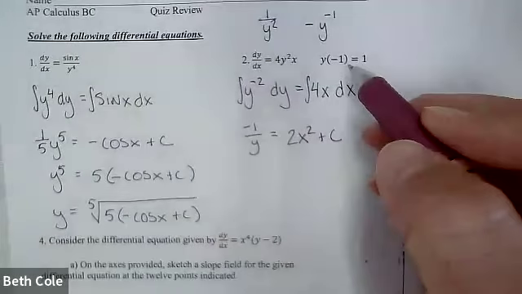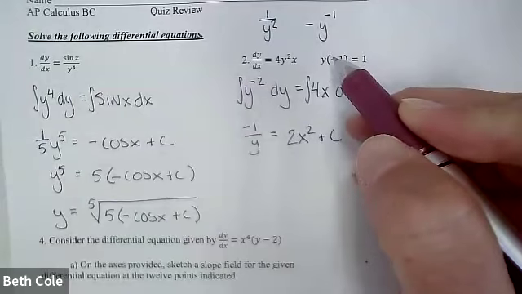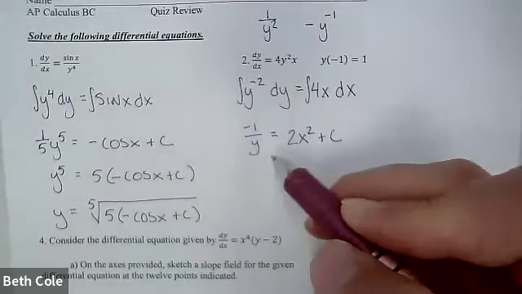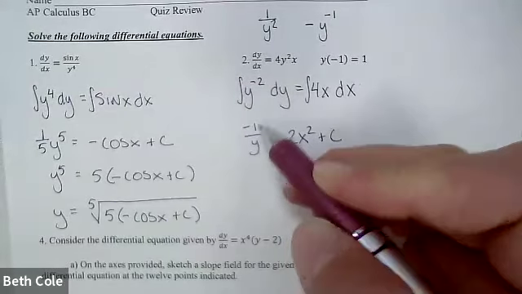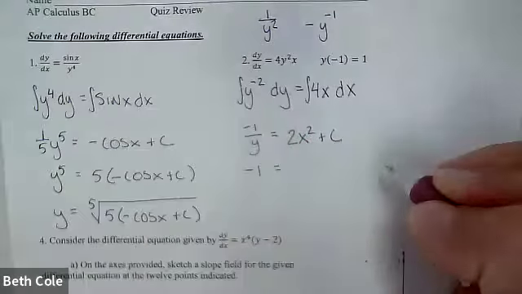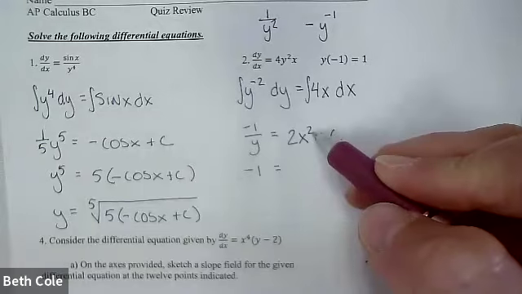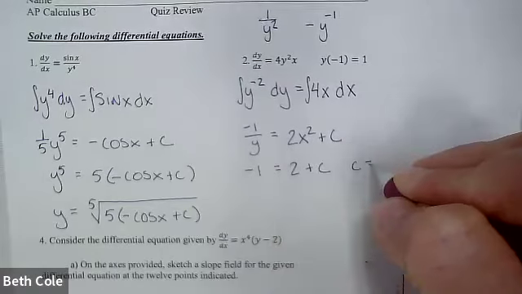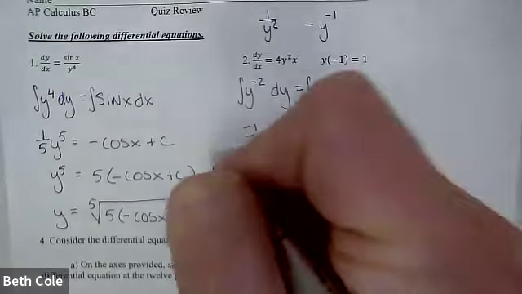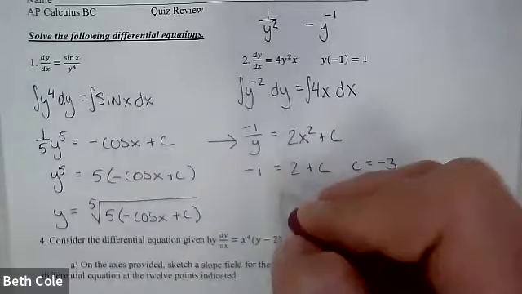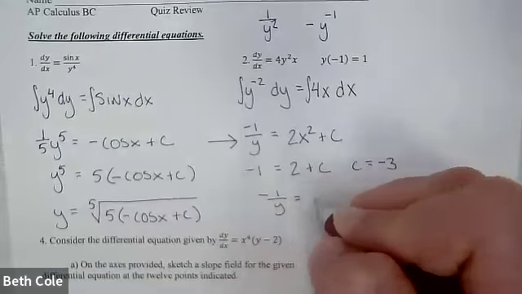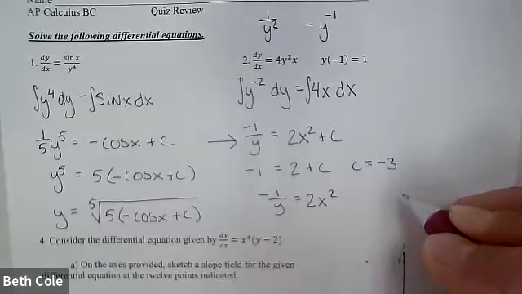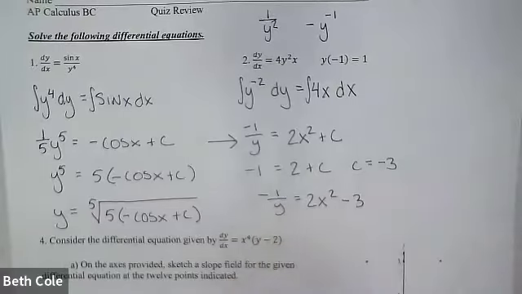This one does have an initial condition. We're going to plug in -1 for x and +1 for y. So if I put a +1 here, that's going to be -1. Over here, -1 squared is +1 times 2 will be 2. And so c is -3. I'm going to recopy this line exactly like it looks, but instead of plus c, I'm going to put -3.